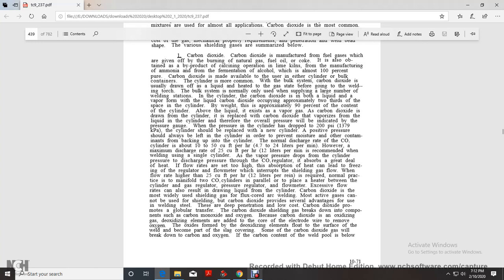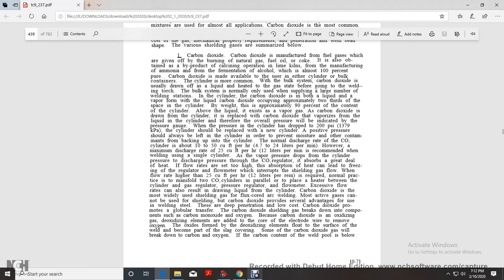Carbon dioxide is the most widely used shielding gas for flux core arc welding. Most active gases cannot be used for shielding, but carbon dioxide provides several advantages for welding steel, including deeper penetration and low cost. Carbon dioxide promotes globular transfer. The carbon dioxide shielding gas breaks down into its component parts, carbon monoxide and oxygen, because carbon dioxide is an oxidizing gas.